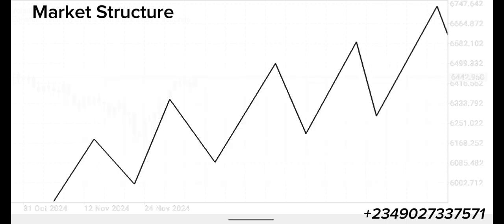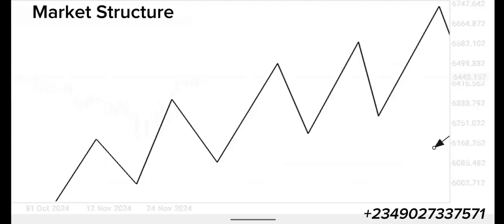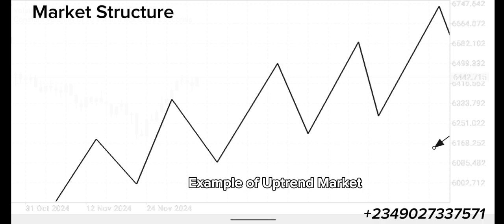So we have three types of trends. We have uptrend, we have downtrend, and we have consolidation or ranging markets. As you can see on the screen now, this is an example of an uptrend. So what are the characteristics of an uptrend?